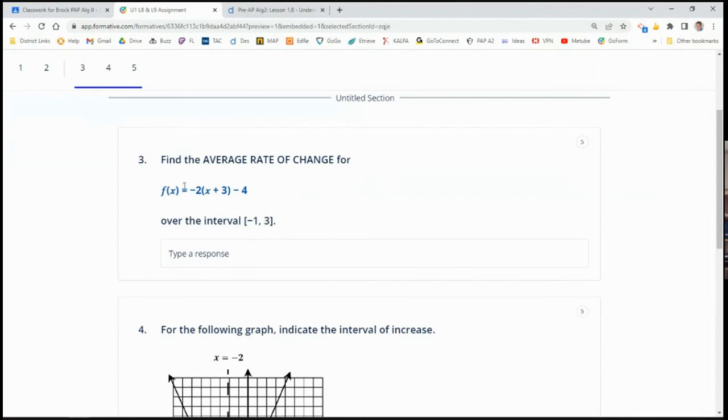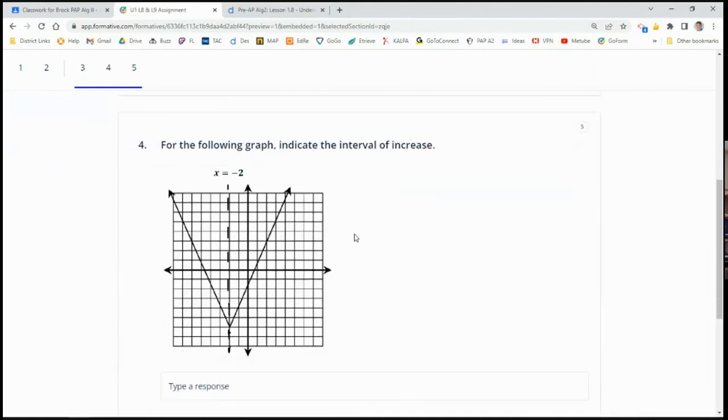So you would take -1, substitute in for X, take 3, substitute in for X, and that'll give you the 2 Y's. So then you've got your 2 points that you can use. For the following graph, indicate the interval of increase. This is the graph, x equals negative, or that's the axis of symmetry right there.